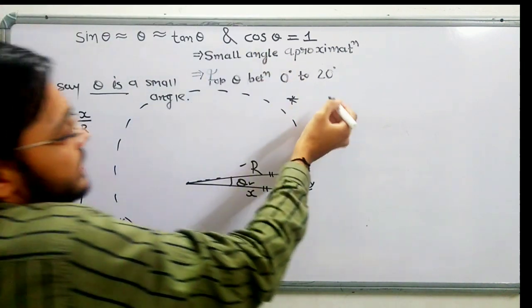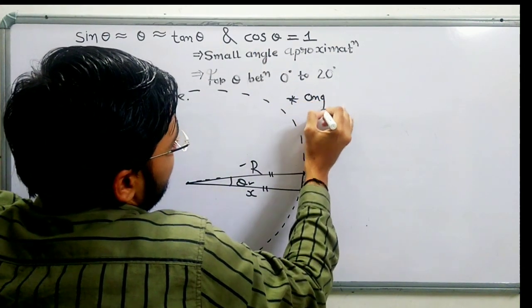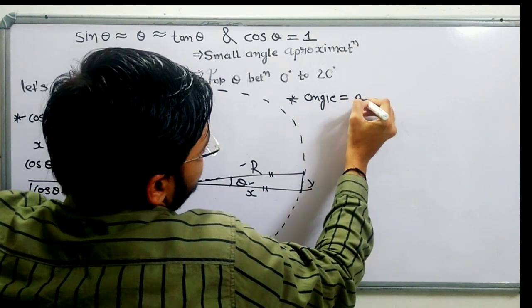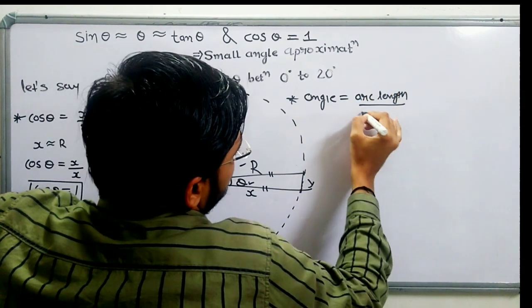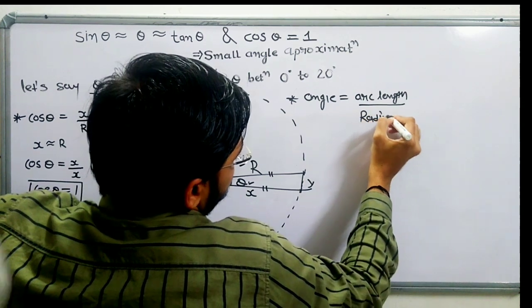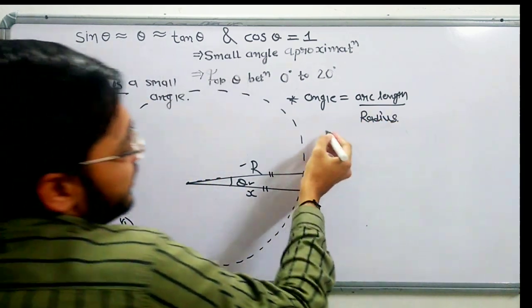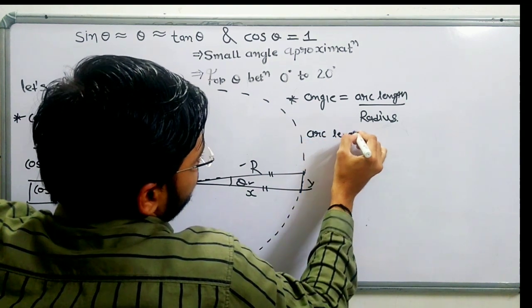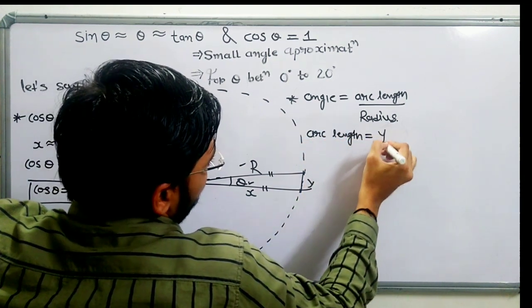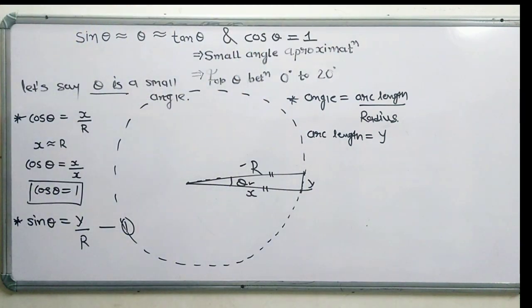And we also know the relation: angle is equal to arc length divided by radius. Now from the geometry we can say that arc length is equal to y. This we can only say for a small angle theta.